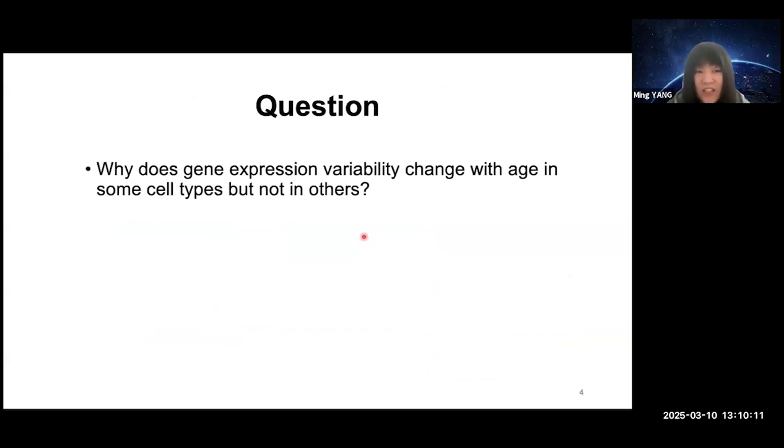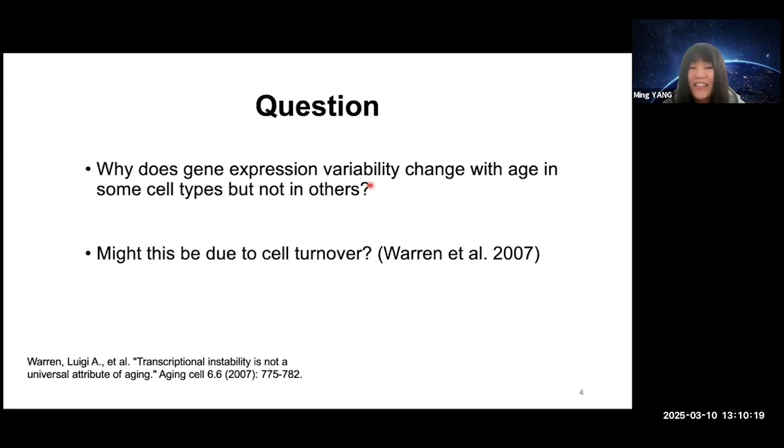So this brought up the question: why does gene expression variability change with age in some cell types but not in others? An early paper in 2007 gave us some clues. In 2007, Warren had this paper in Aging Cell. In that paper, he took a number of blood cell types from mouse at young age and old age. Similarly, he used quantitative PCR to measure gene expression variability, and he saw the gene expression variability barely changed with age. In the discussion, he mentioned this might be because blood cell types have a fast cell turnover rate.